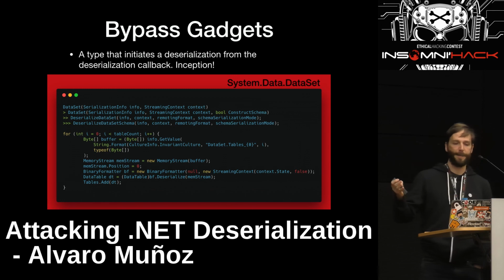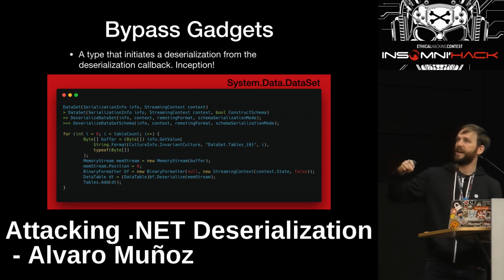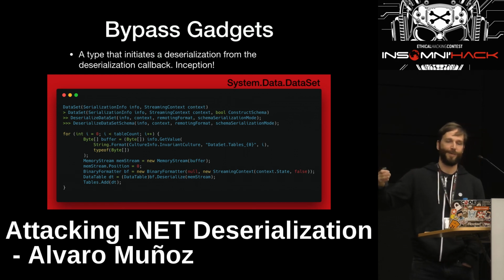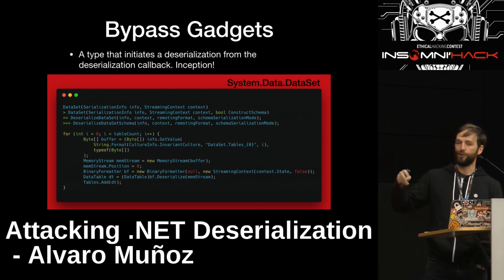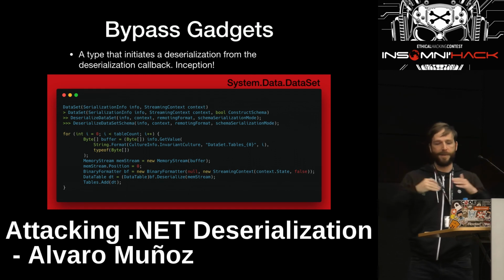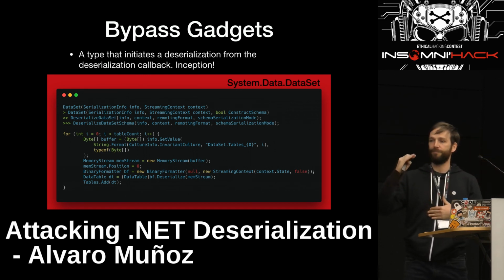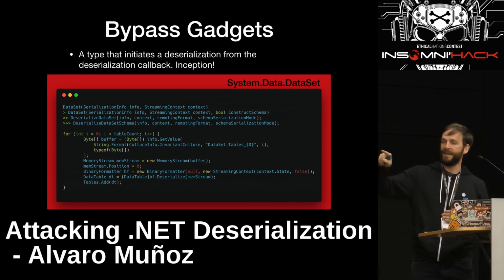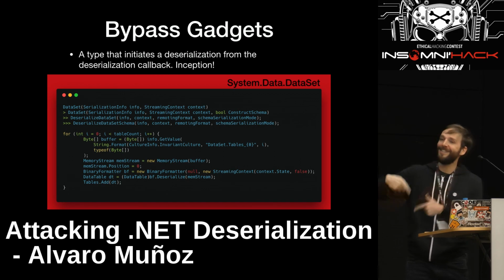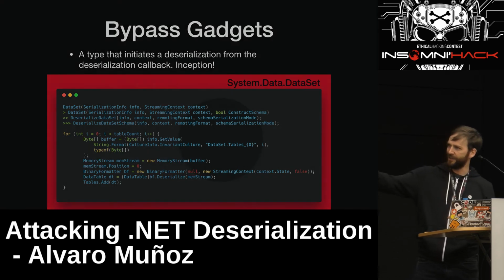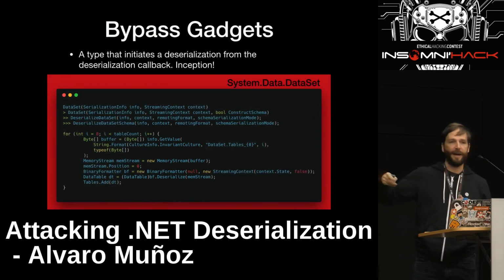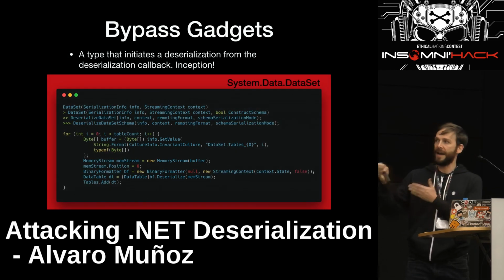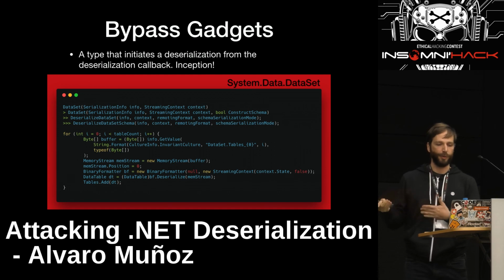So what is a bypass gadget? Basically, it's a type that initiates a nested deserialization from a deserialization constructor, right? You are protecting the outer deserialization, and maybe you are binding that and checking that these malicious classes are not deserialized, but then you are allowing the deserialization of this class that is going to initiate an inner or nested deserialization, which won't be checked by any binder. So it will allow the deserialization of untrusted, malicious remote code execution gadgets.